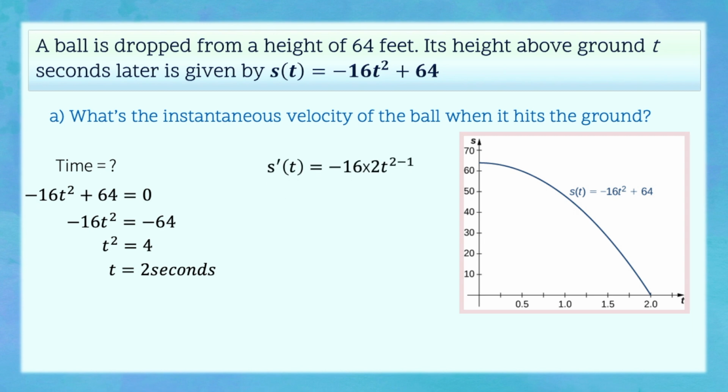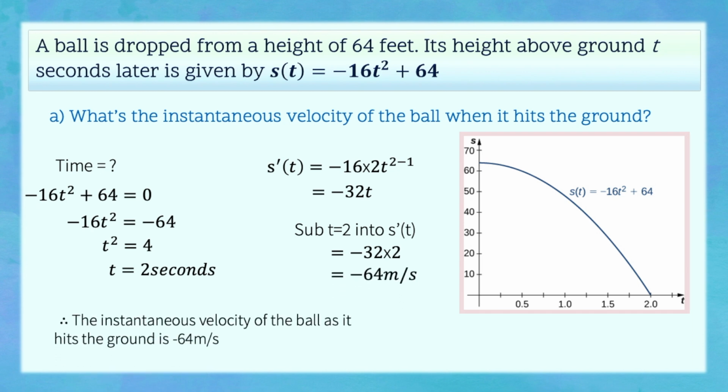We'll bring down the power of 2, multiply it with the negative 16, and deduct the power by 1. Get rid of the constant, and the derivative function is minus 32t. Then substitute t equals 2 into the derived equation to get the instantaneous velocity, which ends up being negative 64 meters per second. Finally, write your answer as a statement.